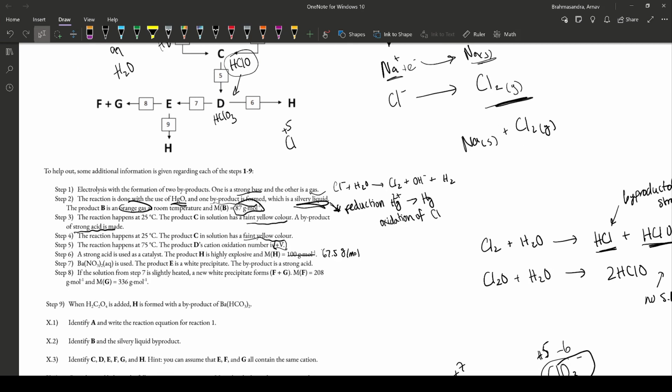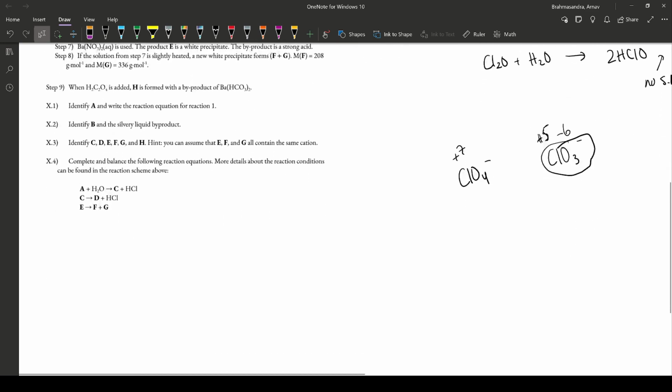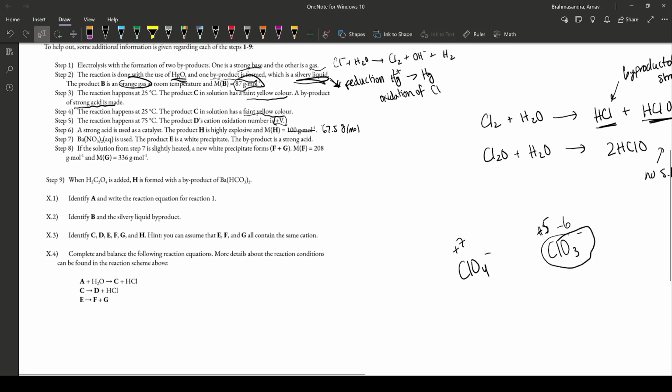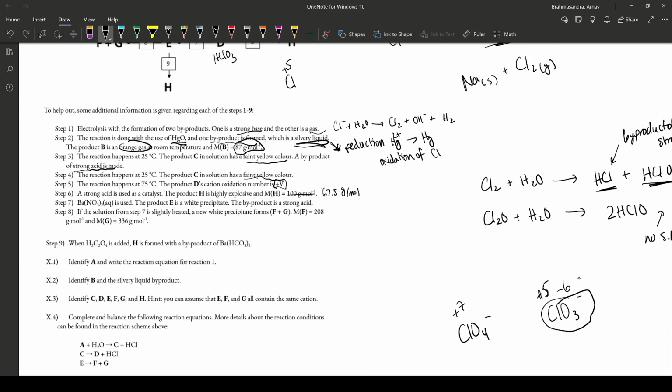So with step 5, the key information was that the oxidation number is +5, and you should automatically know that it's most likely going to be the ClO3 minus anion. This is because it's a very, very common anion, a very common chlorine anion.